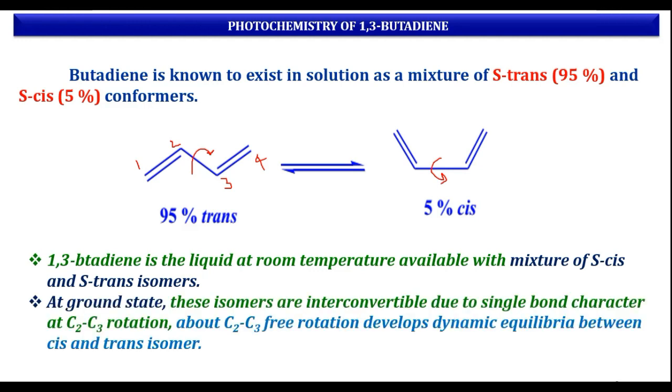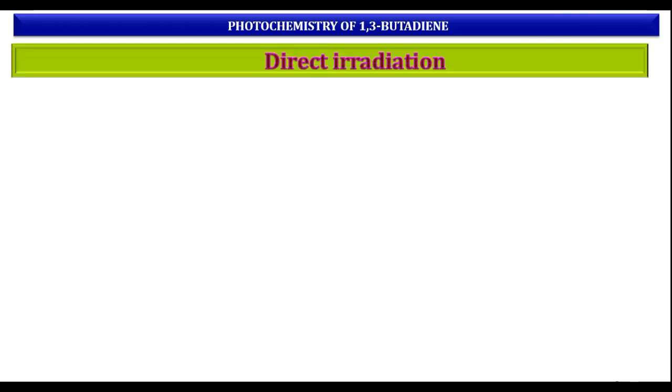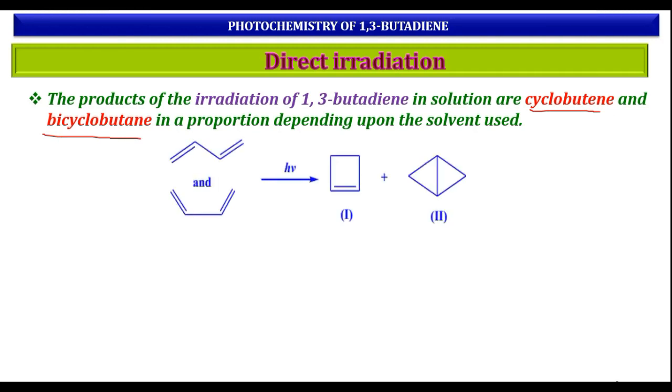So friends, the photochemistry of 1,3-butadiene can be classified into two types: direct irradiation and triplet sensitizer irradiation. That means if you directly irradiate 1,3-butadiene, that gives one kind of product, and if you irradiate with a sensitizer, the products are different. Let's start with direct irradiation. So in direct irradiation, the products are cyclobutene and bicyclobutane. So this is a general photochemical reaction.